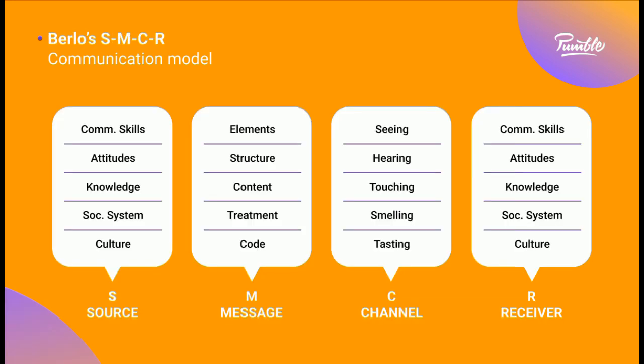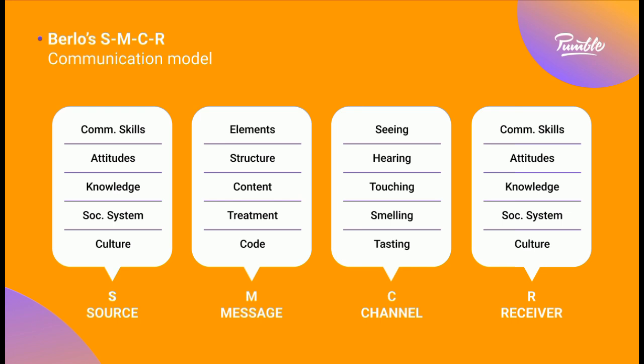The next model is Berlo's SMCR model. S stands for sender, M for message, C for channel, and R for receiver. And these are the 4 components of Berlo's SMCR model. It emphasizes that communication is linear, starting from the sender who encodes a message to the receiver who decodes it.